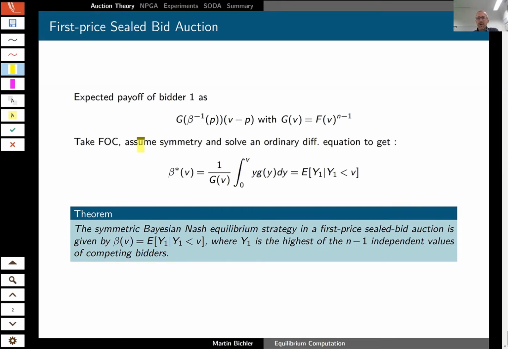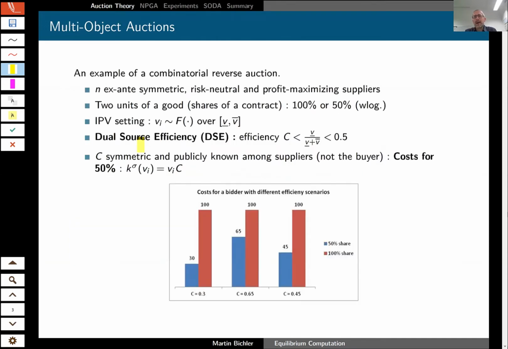A couple of years ago, we were tasked to think about multi-object auctions, in a collaboration with an industry partner. That was a project about procurement auctions, so-called split award auctions. I want to spend a bit of time on this because I will revisit these types of auctions later when we talk about experimental results, and they have some nice equilibria. As you will see, we will find multiple pure equilibria in this game.